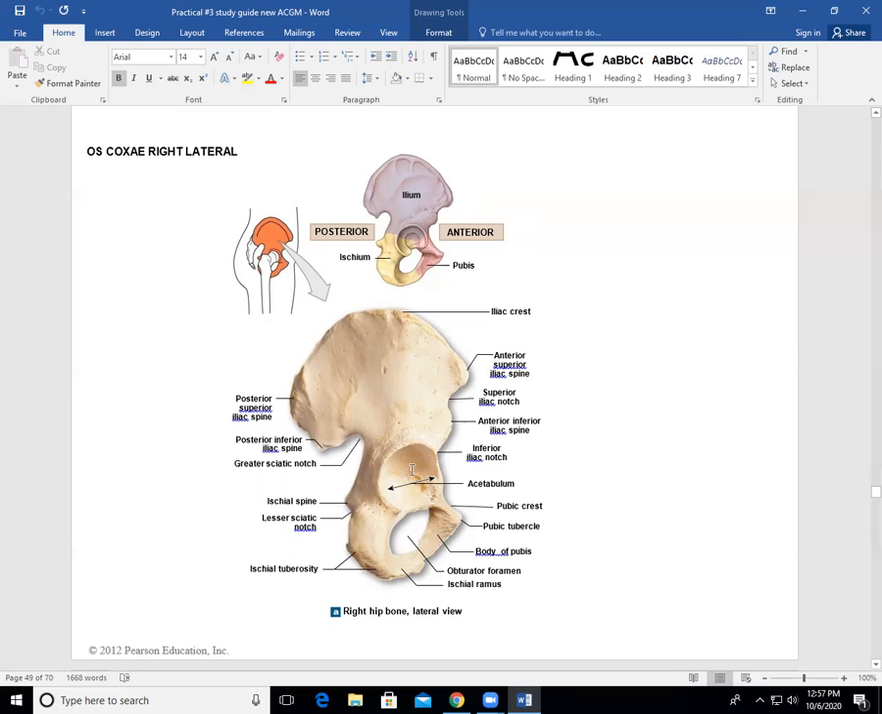All right, the socket for your ball and socket joint is the acetabulum. This point here is an ischial spine because it's on the ischium. This little notch, smaller than the greater sciatic notch, is the lesser sciatic notch. The big bump here is the ischial tuberosity. This big space here is the obturator foramen. We'll learn more about that when we get to the muscular system.